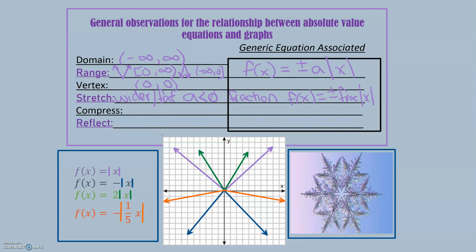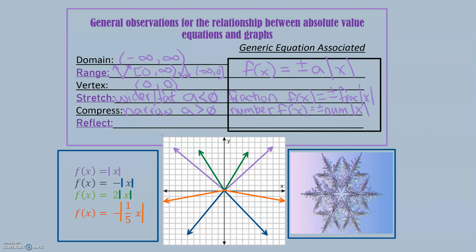It compresses, or it makes it narrow or skinny, when a is greater than 1. So it's just a number. It's anything other than that. I call that a number. For me, it's usually a whole number, but it doesn't have to be. It could be an improper fraction, right? But it has to be greater than 1. So in that case, f of x is plus or minus a number times the absolute value of x. So those a's change, right?